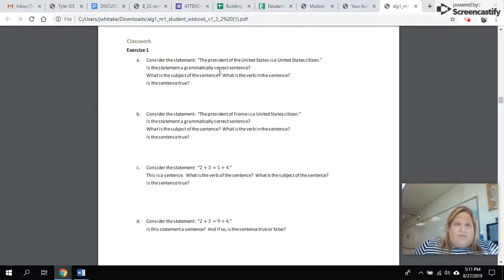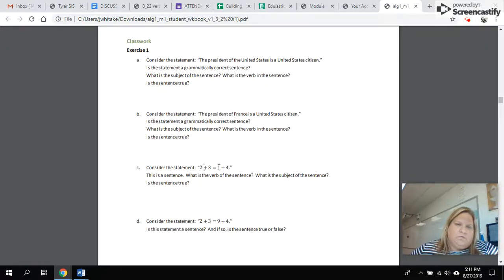So for A, you should have that, yes, it is grammatically correct. The subject is president, the verb is "is", and yes, it is a true statement. For B, yes, it's grammatically correct. The president of France is a United States citizen. The subject is president, the verb is still "is", but the statement is actually false because the president of France can't be a US citizen. Just like you can't have a guy from France being the president of the United States and not be a citizen. So look at C and D.